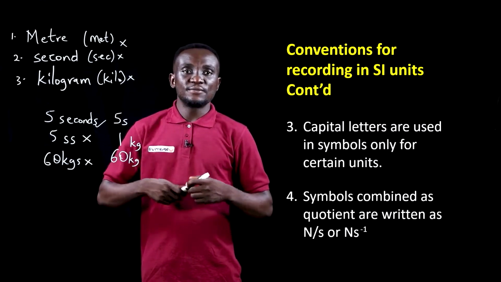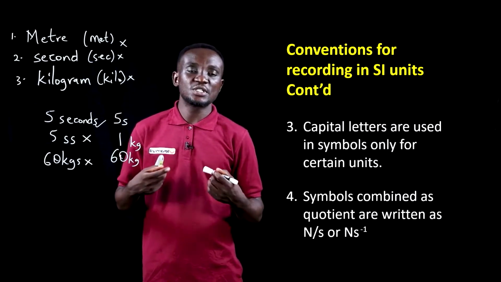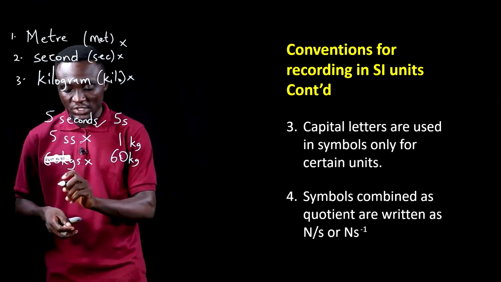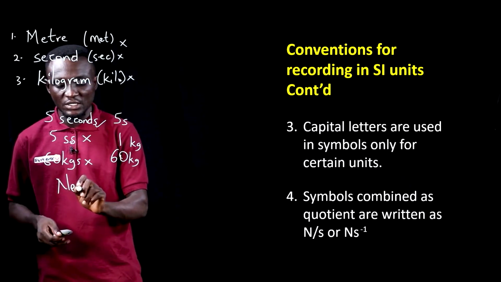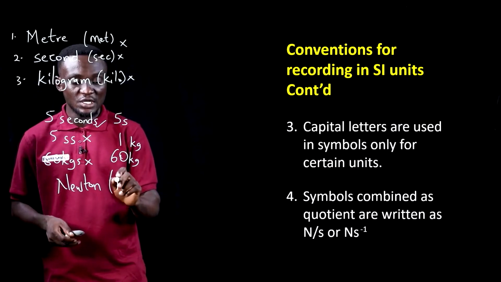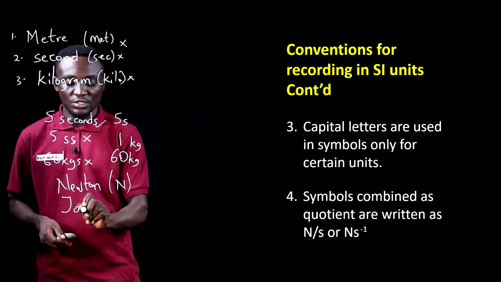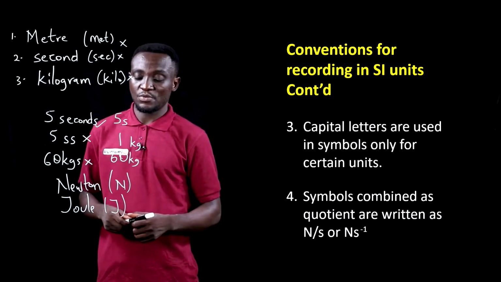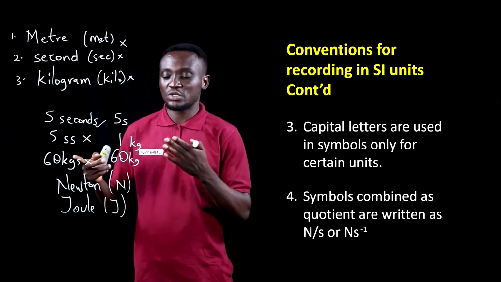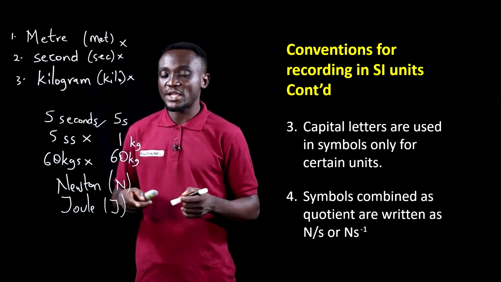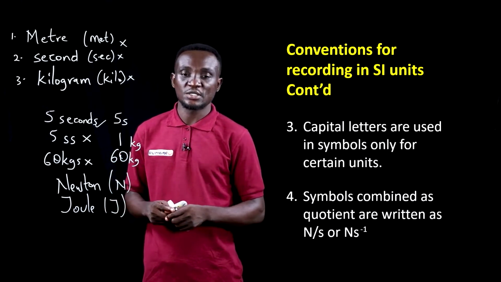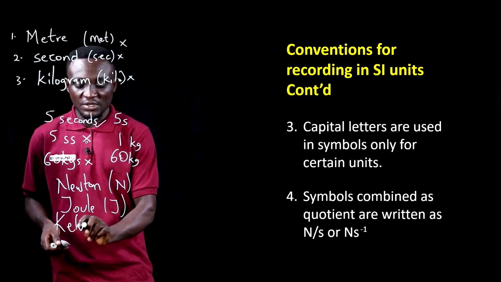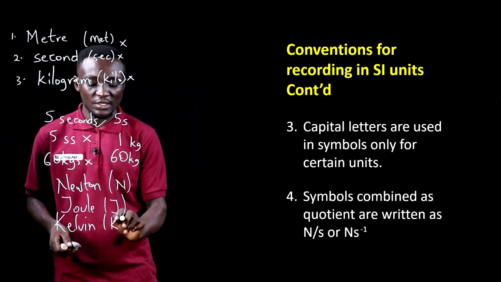Now, capital letters are used in symbols only for certain units, and these are units that go after the names of some scientists, like the Newton for force. We look at force, we measure it as a Newton, so that is capital N. Then the Joule, we have capital J, and then we can have a large number of them. All these ones take their capital letters, so we don't write Newtons as small n or Joule as small j. Even for measuring temperature, we write the capital form Kelvin as capital K.